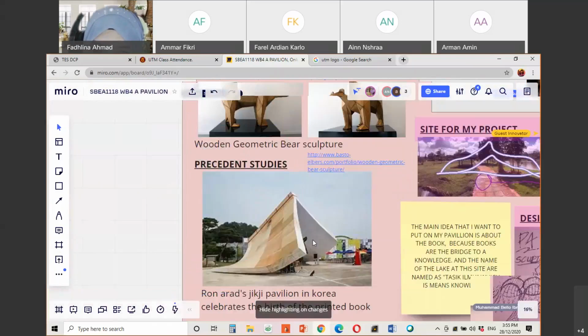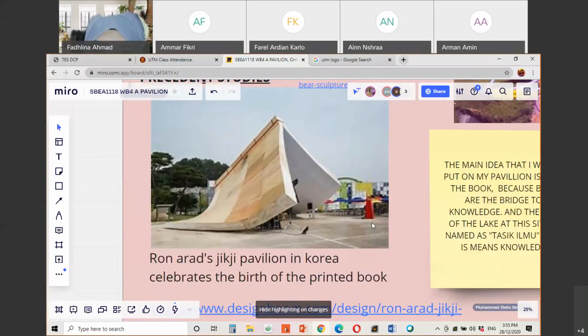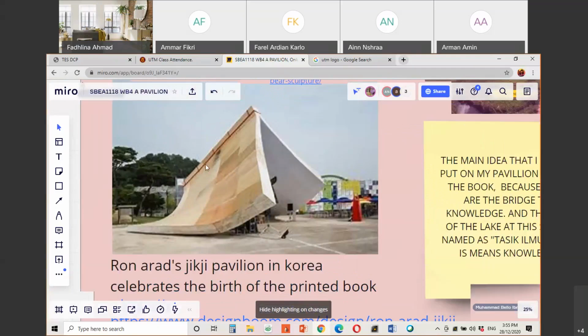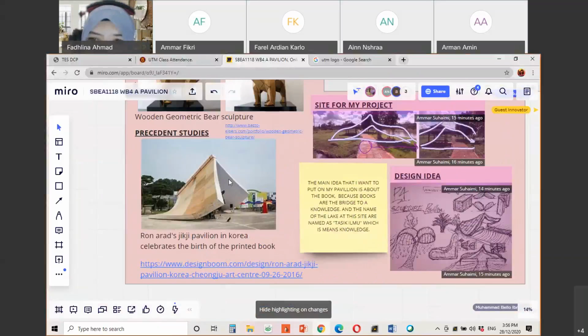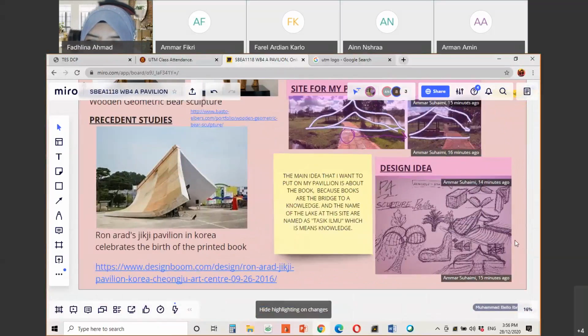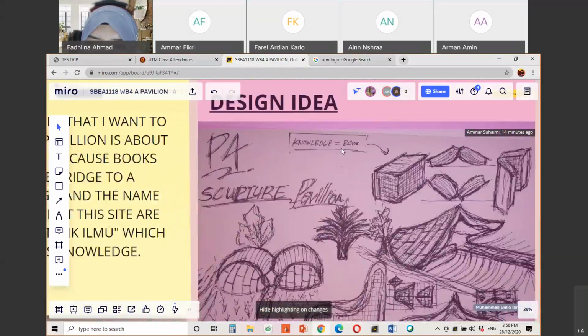Okay, this one is very literally done, right? You need to know where the location of that place is, and how it relates to the location itself and so on. So if you want to do something about knowledge, you need to study what knowledge is. For instance, you know that knowledge should be located at a higher level. Perhaps knowledge is on higher ground. So how do you want to translate that in your pavilion?